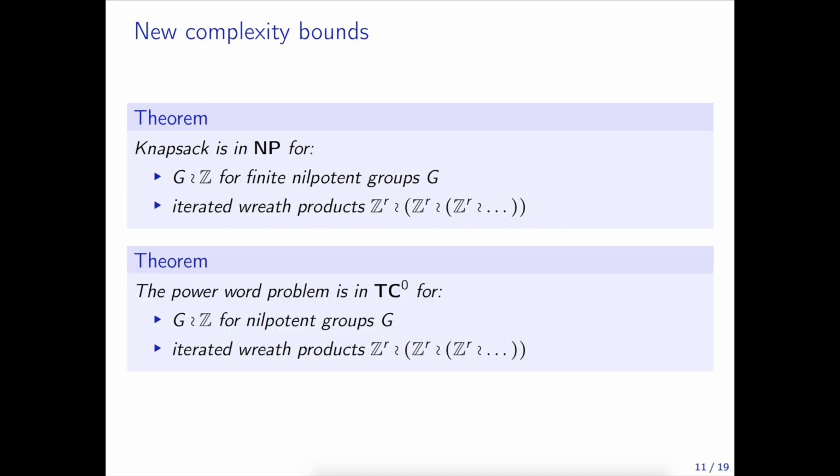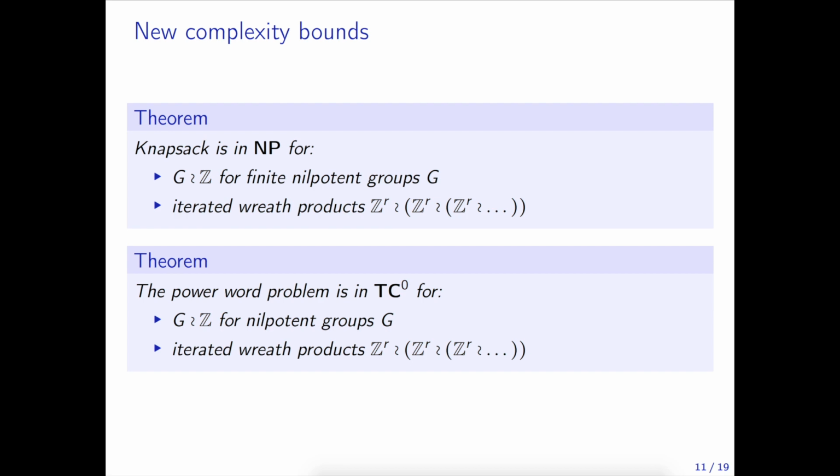These results for knapsack are obtained from the following results on the power word problem, namely the power word problem is in TC0 for wreath products of nilpotent groups with Z and for iterated wreath products of free abelian groups.